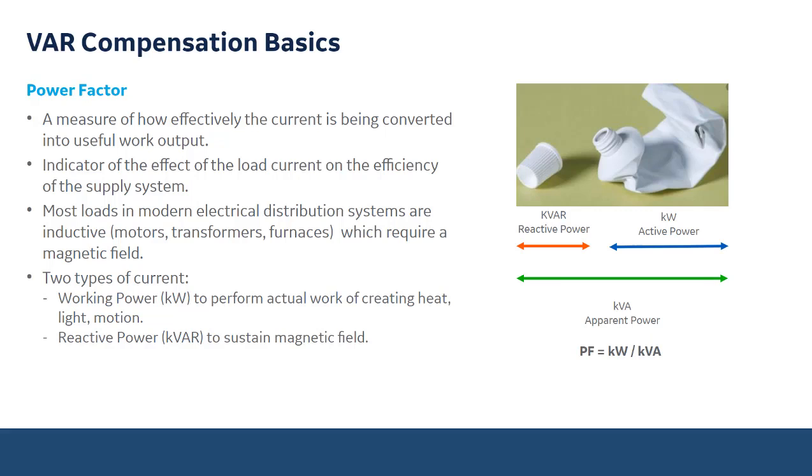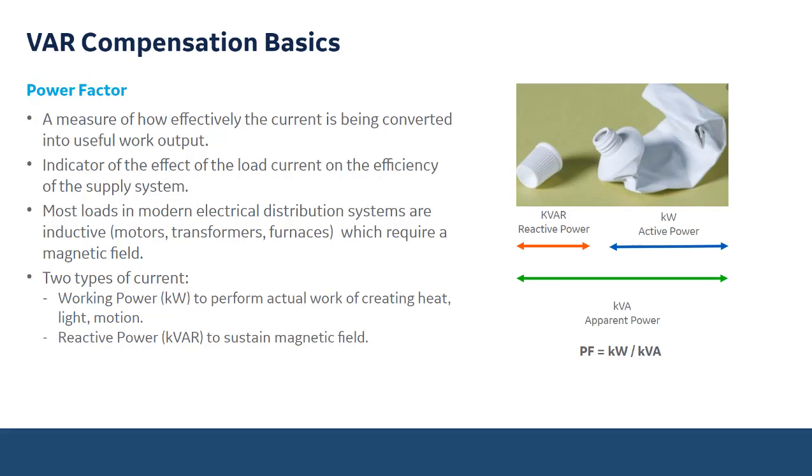So power factor is a measure of how efficiently the current is being converted into useful work output. It's the indicator of the effect of the load current on the efficiency of the supply system. Most loads in modern electrical distribution systems are inductive, right? That's where you have your motors, transformers, inductive furnaces, air conditioning units, which require that magnetic field.